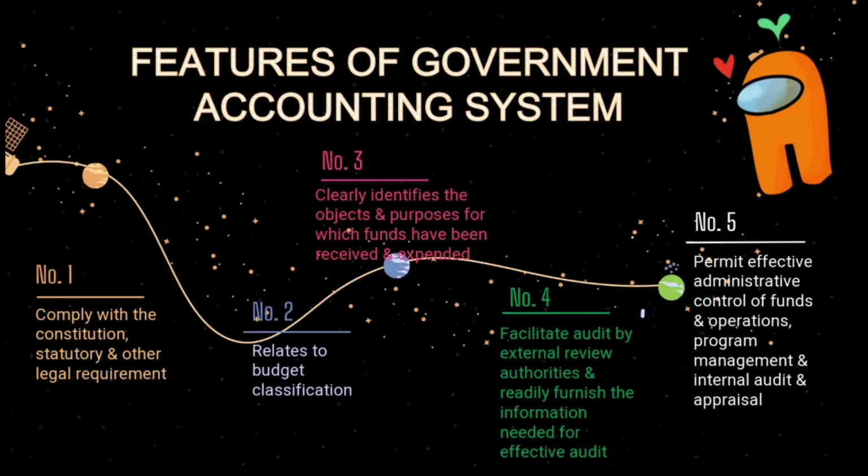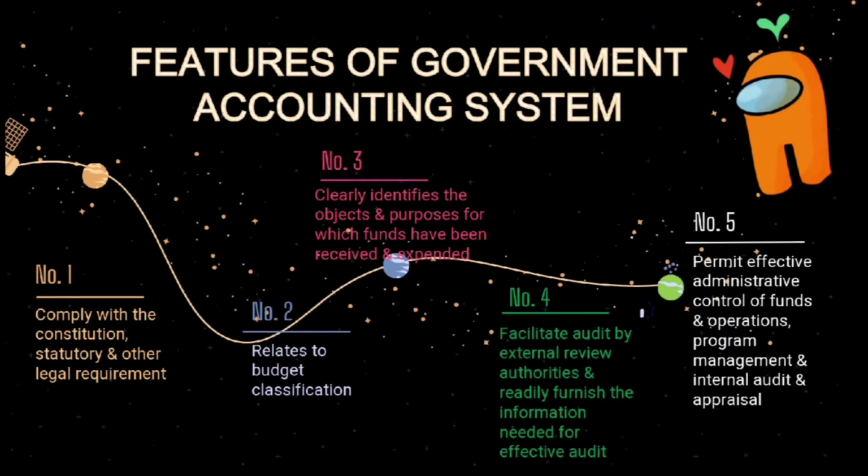Moving on, let us see what other features of government accounting system are. Number 1, it complies with the Constitution, statutory, and other legal requirements. For instance, the Treasury Instruction, which is known as TI, the Treasury Circular, known as TC, and Treasury Circular Letters. Number 2, it relates to budget classification. Examples of budget classification are supply expenditure and emoluments.